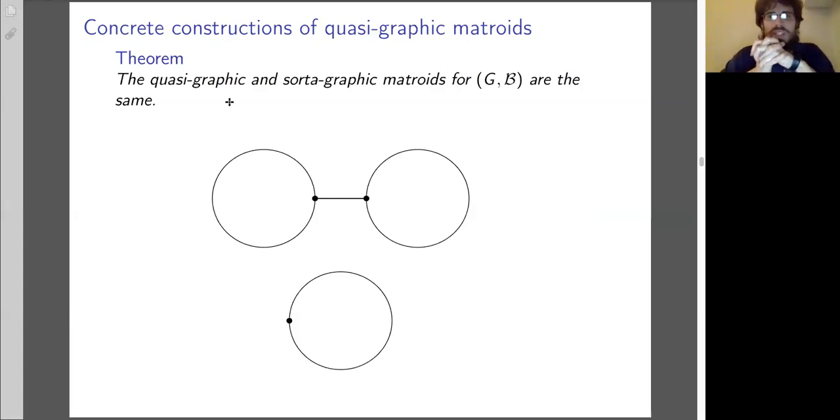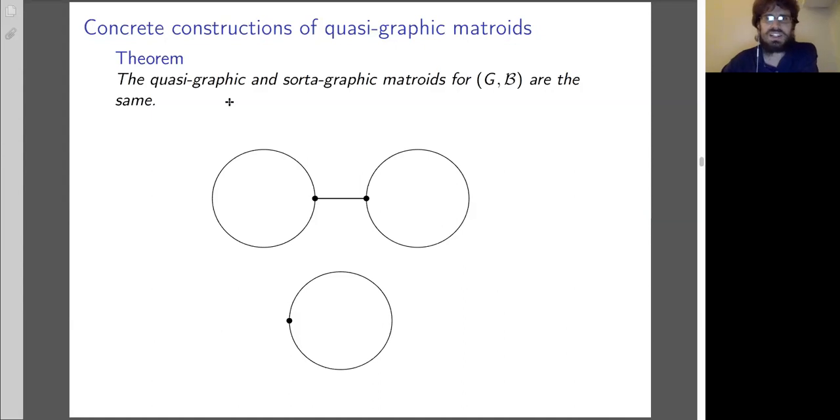But we still have the problem that we have to understand which collections of bracelets we can make dependent and get a sortographic matroid in this way. Now you can give an account of when that happens somehow in terms of the bracelets, but it's not as concrete as we might like, and so I'd like to take a slight diversion and go around to a slightly different construction, which gives us these quasi-graphic matroids very concretely.